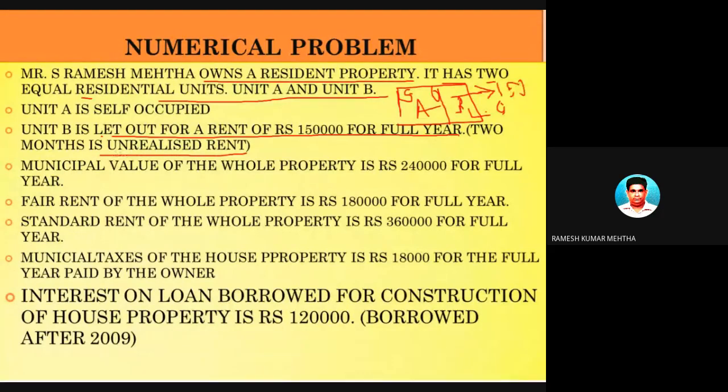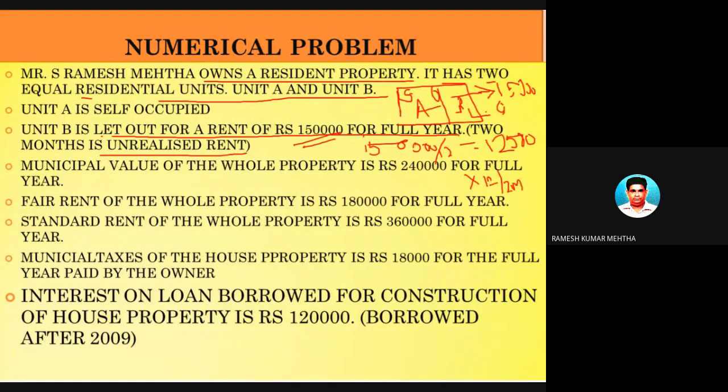The rent is 1.5 lakh rupees for the full year. So 1.5 lakh rupees divided by 12 is equal to 12,500 rupees per month rent, and out of these 12 months, 2 months' rent is unrealized.